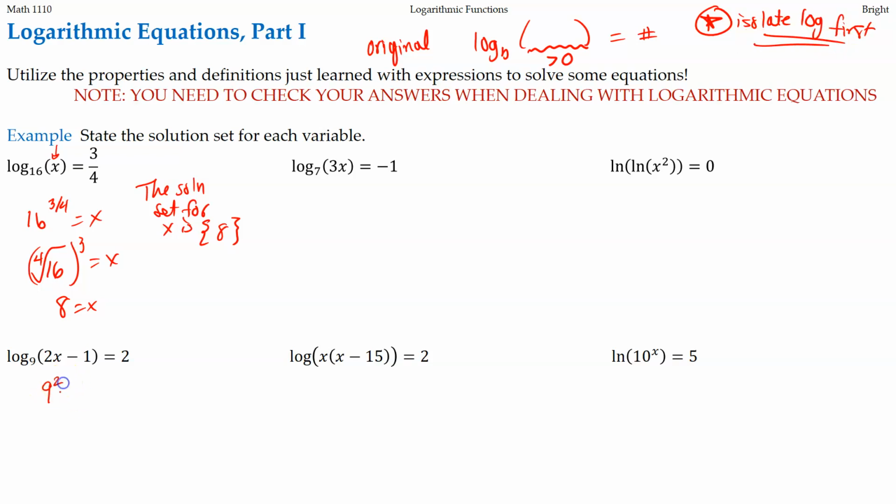So, okay, we have 9 squared is equal to 2x minus 1. This is 81. 81, and then 82 is equal to 2x, so x is equal to 41. So again, you can plug it in, double check, and it does work. So you do 41 times 2 is 82, minus 1 is 81, and then 81 is positive, so that's all okay. The solution set for x is 81. Sorry, 41.